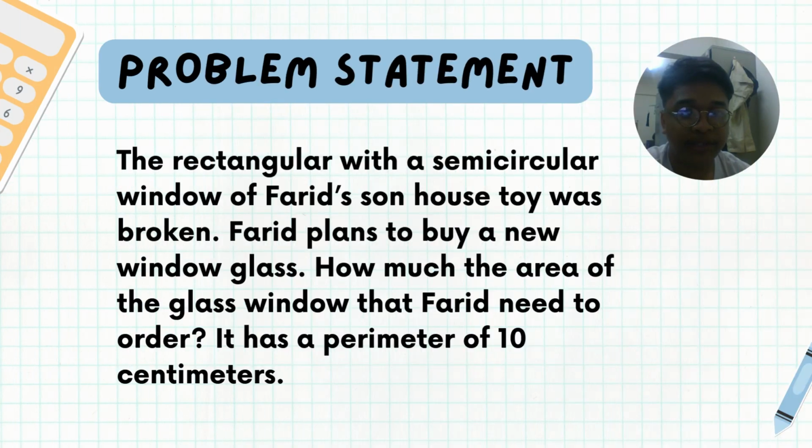The problem statement: a rectangular window with a semicircular top in Farid's son's house was broken. Farid plans to buy a new window glass. What is the area of the glass window that Farid needs to order? It has a perimeter of 10 centimeters. So we can use applied maximum and minimum for this problem statement.